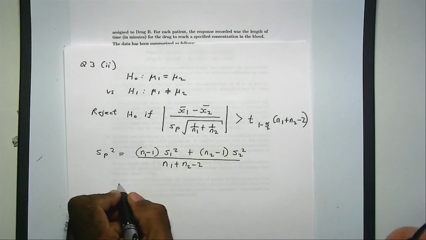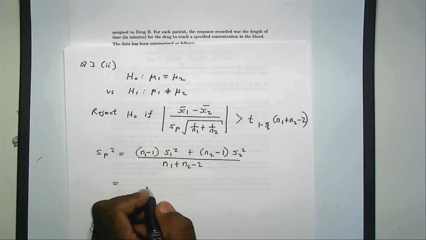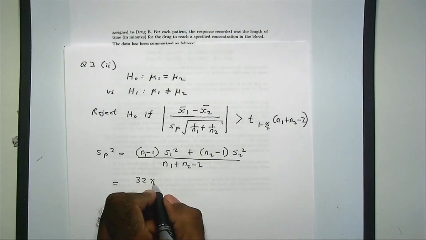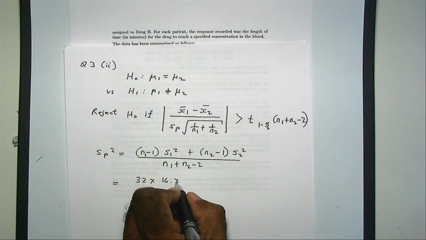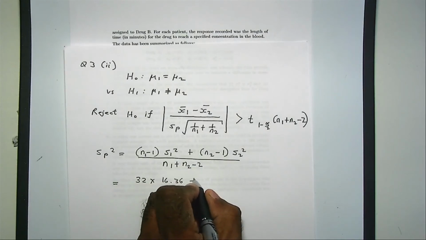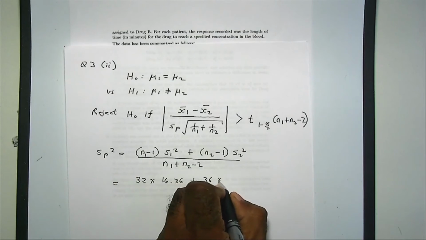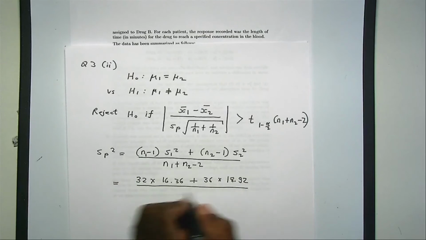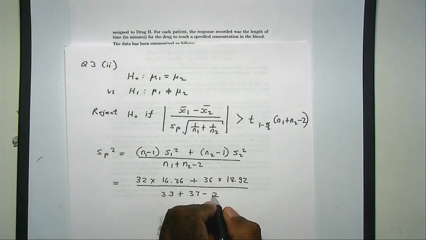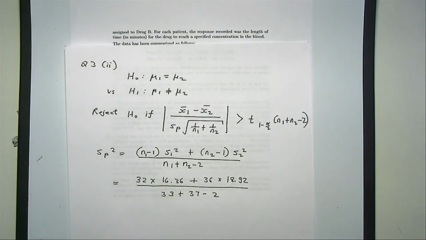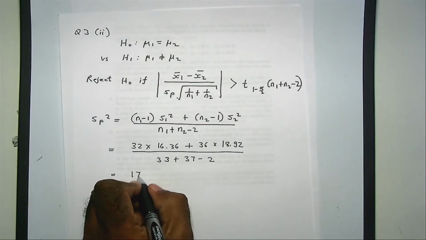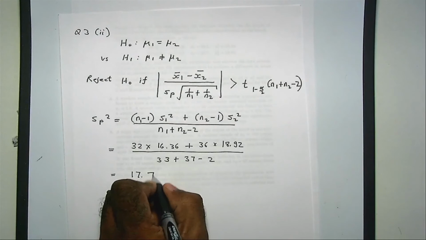Okay. Now we should put in the numbers which we know. So this is going to be 32 multiplied by 16.36 plus 36 multiplied by 18.92, then you have 33 plus 37 minus 2. Now if you work this out, this will be equal to 17.715.